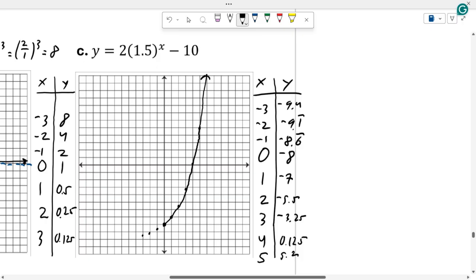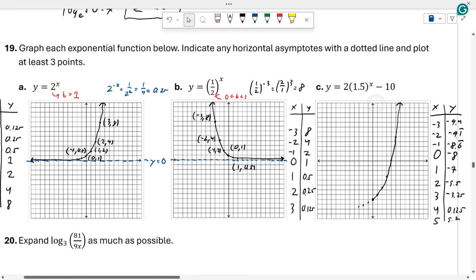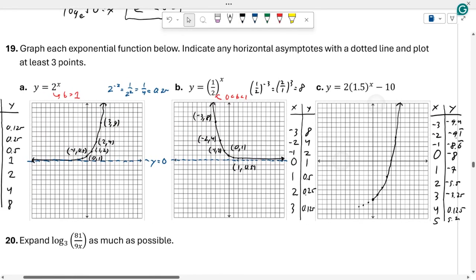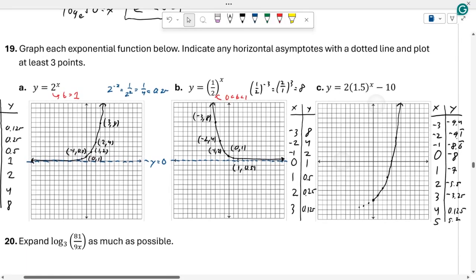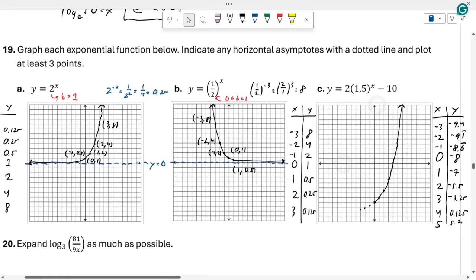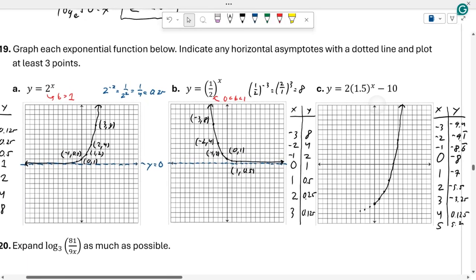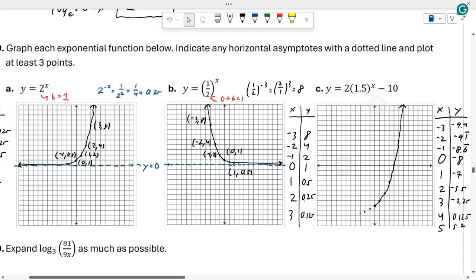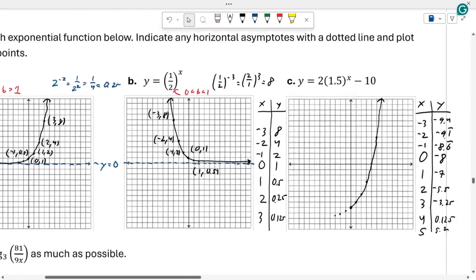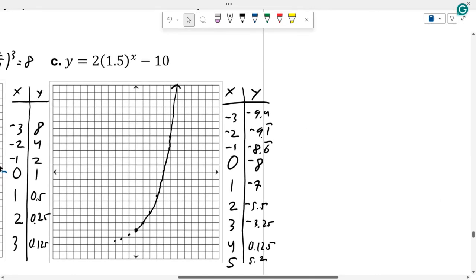Okay. Now, we're going to want to indicate where our horizontal asymptote is. Well, notice that in both A and B, for A, it was when we went to the left, and for B, it was when we went to the right. Notice that we were approaching 0, okay? But that was when there was no vertical shift. With C, we have a vertical shift down 10.